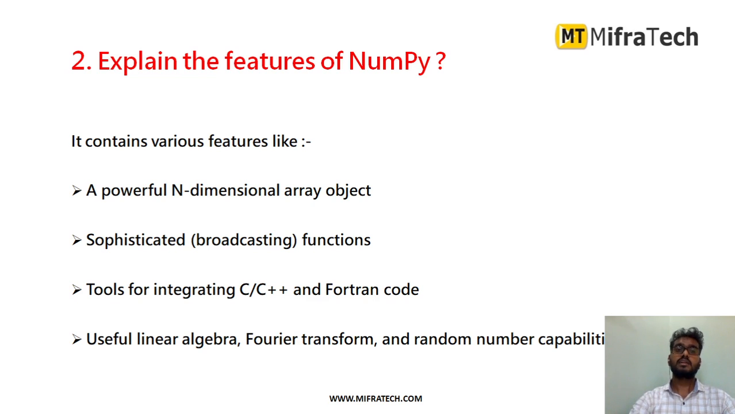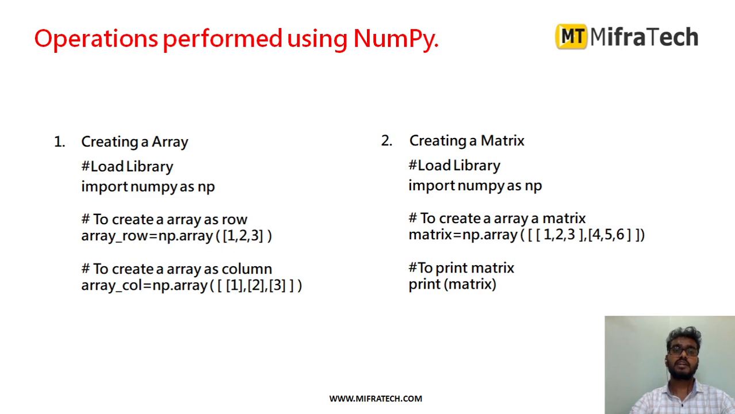So what are the different features of Numpy? As I told, it mainly provides an n-dimensional array object. Then it also provides us different types of inbuilt functions for mathematical operations. We can also use this with C or C++ or Fortran code. This works well with these programming languages also. Mainly it will provide us useful linear algebra, Fourier transform, and random number capabilities. So n number of mathematical operations and inbuilt functions we are going to get in this Numpy library. Let's see what are the different types of operations that can be performed by using this Numpy library.